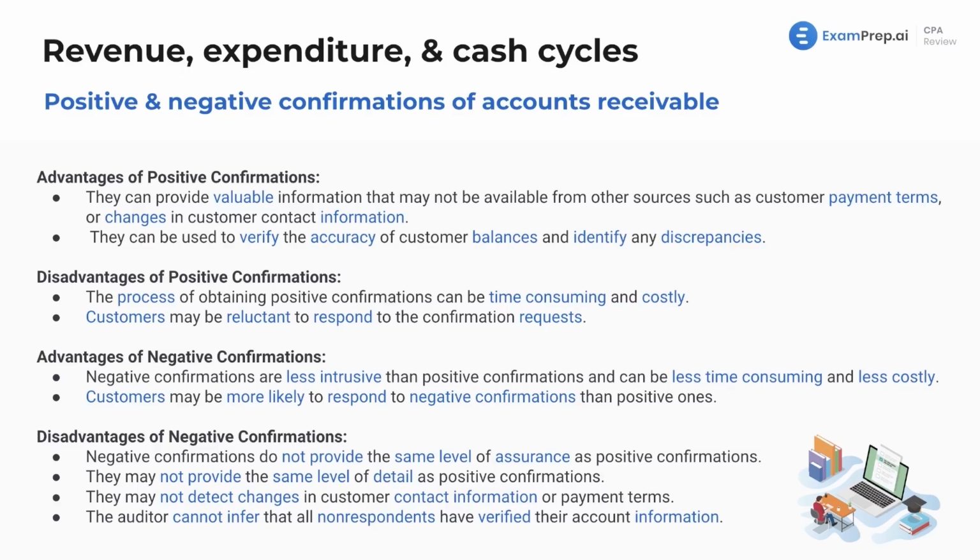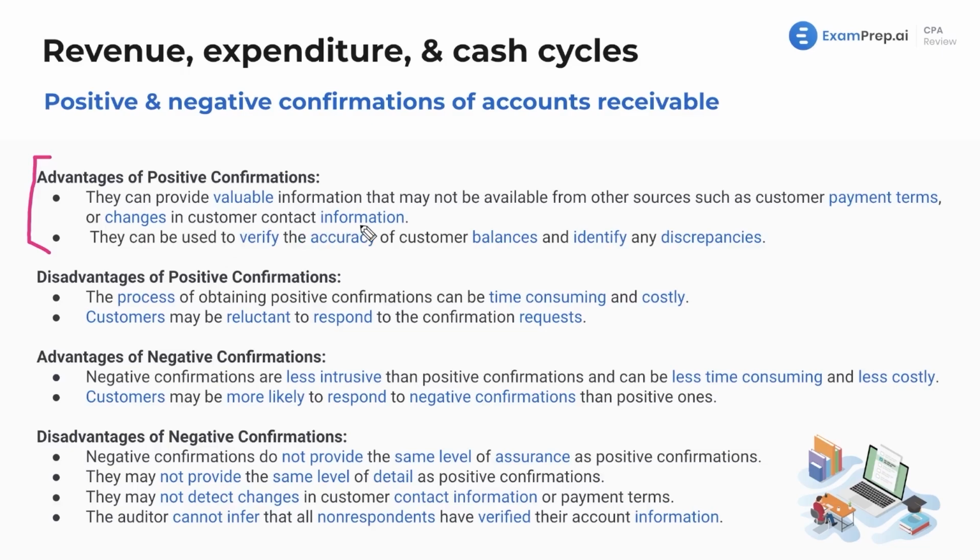All right, here is just a nice recap as well as a few additional points on the pros and cons, the advantages and disadvantages of positive and negative confirmations. Well, positive confirmations, remember, are the ones that provide more assurance, but they're more costly and time consuming, and you might not hear back from someone because it does take more time out of their day. These can provide valuable information that may not be available from other sources, such as customer payment terms or changes in customer contact information. Right?